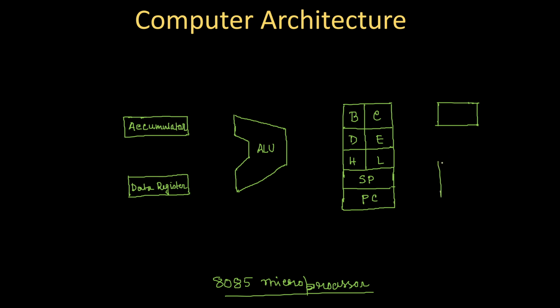Then another is here. This one is called instruction register, and this one is called instruction decoder.